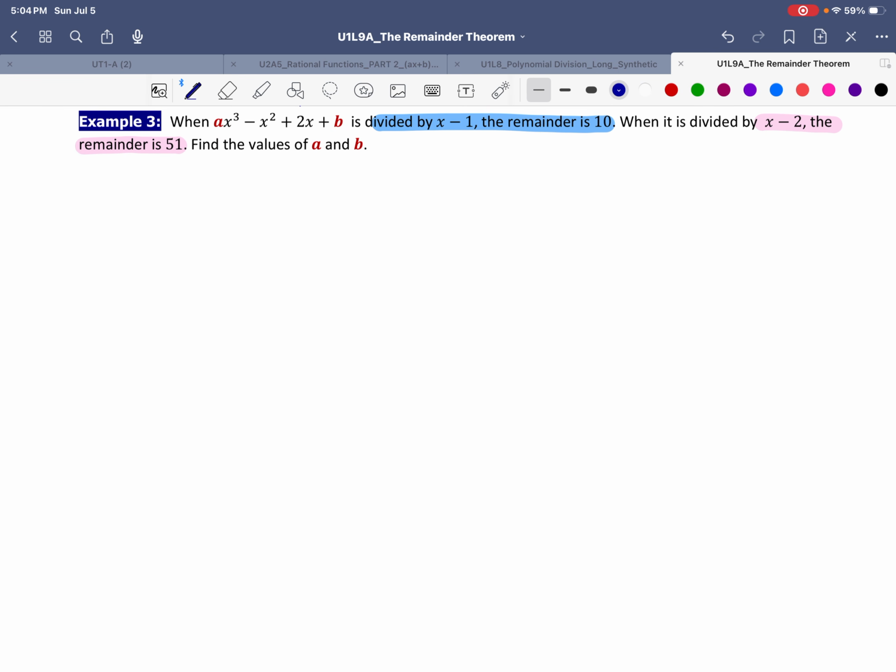So we're going to start off with the first piece of information. So division by x minus 1 will give a remainder of 10. So what does that mean? It means that the value of the function at 1 must be equal to 10. So this is how you would use the first piece of information. Now, next we have when divided by x minus 2, then the remainder will be 51. So what that means is that the value of the function at 2 would equal 51.